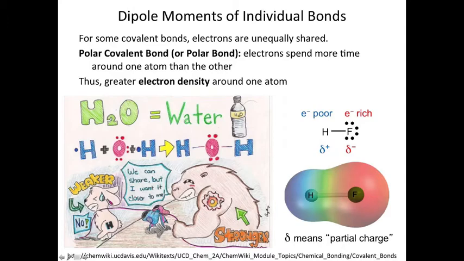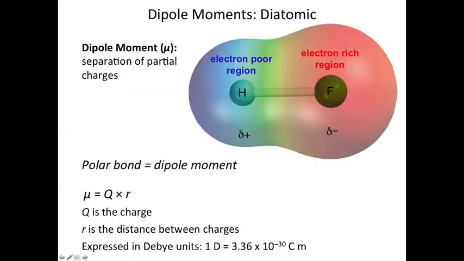And remember that in polar bonds, the electrons spend more time around one atom than the other, and so therefore we had a greater electron density around one of the atoms. So we called it a polar bond before, but here we're calling it a dipole moment, and that is the same thing. A polar bond has a dipole moment by definition. They're effectively two interchangeable words for the same thing.